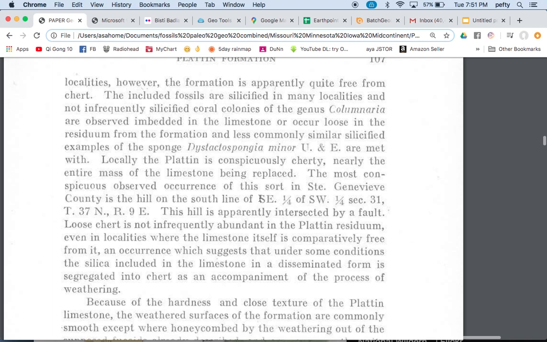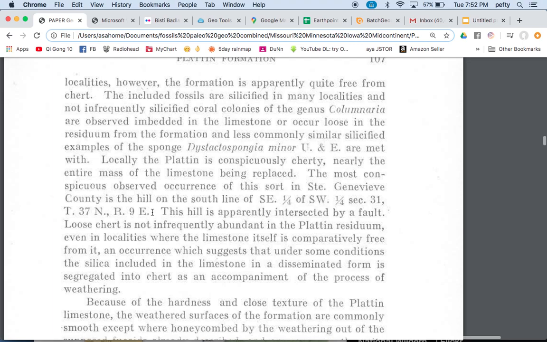But this is the system that was used for decades, very dependably by all sorts of authors working within the U.S. and in other parts of the world. And it's called the Township and Range system. And the way that this reads is, it's on the south line, the southeast 1/4 of the southwest 1/4 of section 31 of Township 37 North, Range 9 East.